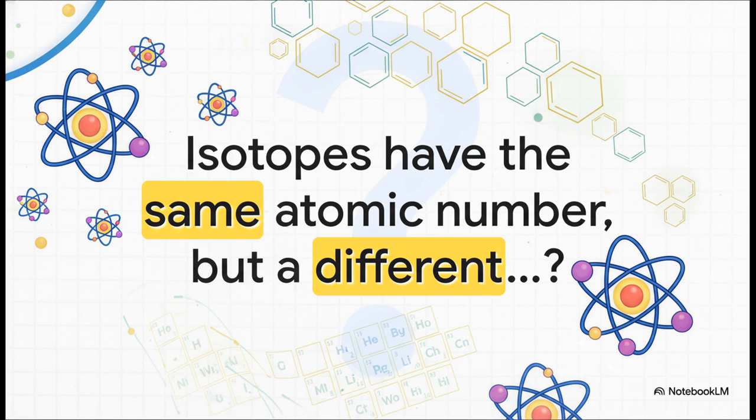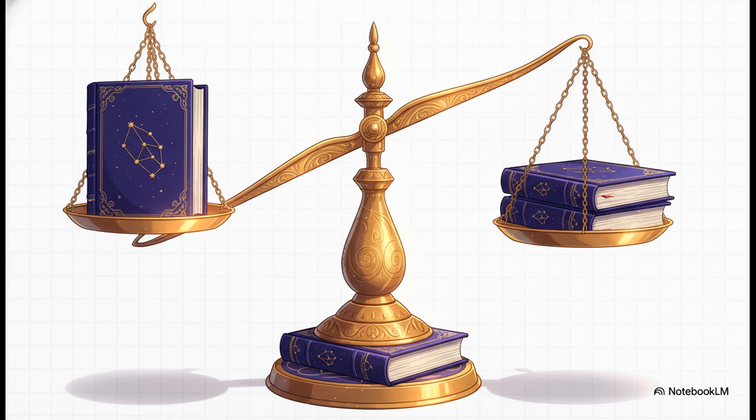Isotopes have the same atomic number, but a different what? Is it A, the number of protons, B, the mass number, or C, the element symbol? And the answer is B, mass number. Absolutely. Great job remembering that. याद रखिए protons हमेशा same रहते हैं. सिर्फ neutrons बदलते हैं, and that's what makes the mass number different. You guys are acing this.